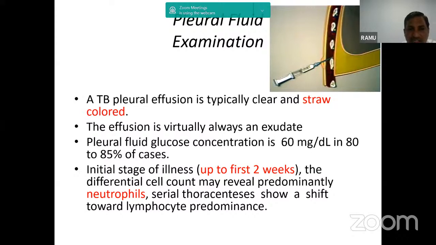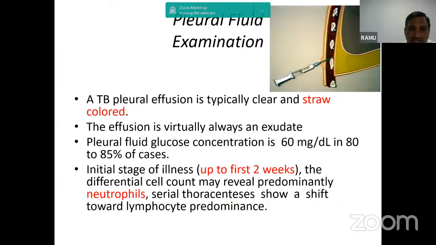In tuberculosis, when we initially aspirate, the fluid appears very clear and straw colored, but after 2 weeks the color changes. Initially clear, later straw colored, then yellow, changing based on the concentration. And the effusion, after 1 week, is initially neutrophilic predominant, and later it is virtually always an exudative pleural effusion.